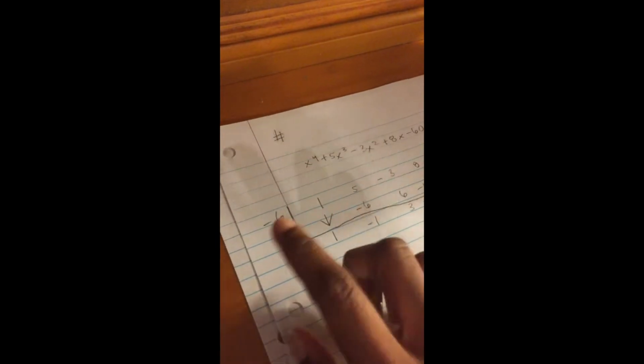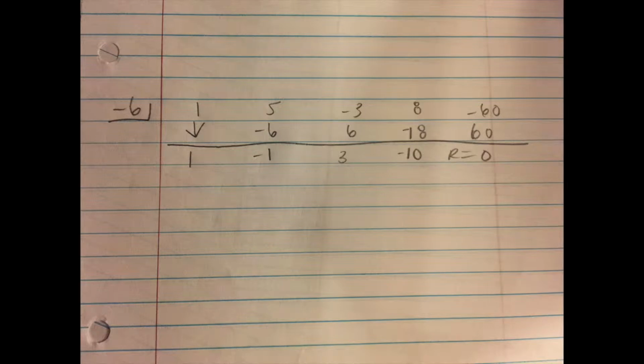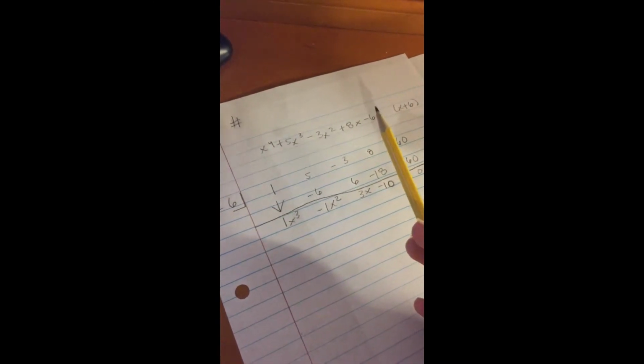So that means that x plus 6 is a factor. After you have found what your remainder is, you put in your x's. So this would be x, this would be x squared, and this would be x to the 3rd power. I prefer the synthetic method because it is quicker and it's a lot easier.